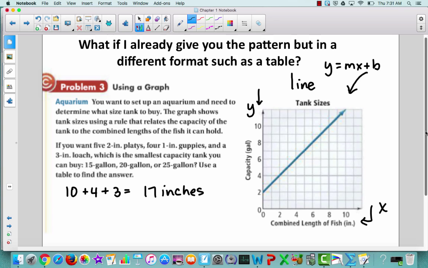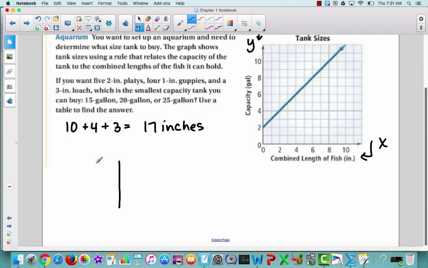So how do you make a table? Well, the way I make a table is I first just make a table of values like you learned to do in Algebra 1. I'm going to look at the values that they gave me, so I'm going to do 2, 4, 6, 8, and 10. All right, so 2 inches is going to give me 4 gallons. 4 inches is going to give me 6 gallons. 6 inches is going to give me 8 gallons, and 8 inches is going to give me 10 gallons. And then 10 inches will give me, looks like 12 gallons.